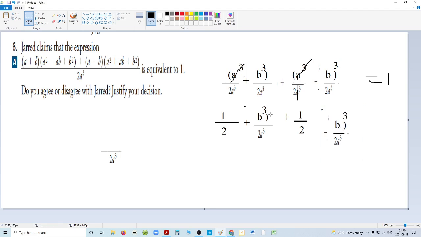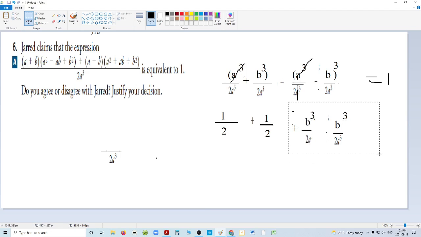I just leave it. But let's rearrange. A half plus a half plus b cubed over 2a cubed minus b cubed over 2a cubed. They're the same terms, right? Just one's plus, one's minus. It had a minus in front of it. So they cancel out. What's a half plus a half? It's 1.